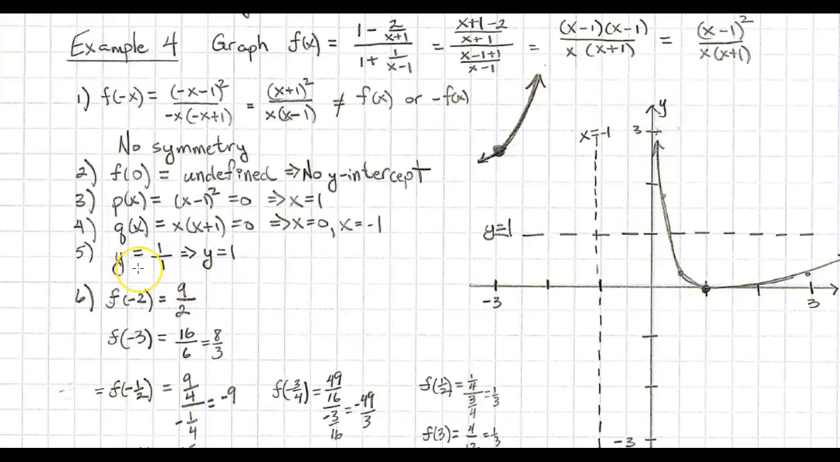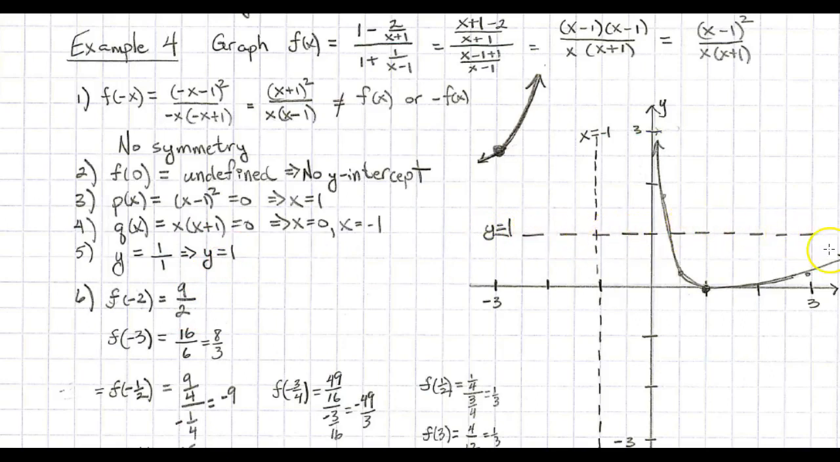All right, step 5 was to look for horizontal asymptotes. The degree of this numerator is 2, because if I multiply this out, I get x squared minus 2x plus 1. Its leading coefficient then is 1. The degree of the denominator is also 2, because if I multiply this out, I get x squared plus x. So the coefficient of x squared is 1 here, so 1 over 1. y equals 1 is a horizontal asymptote. So I'm going to draw that in with a dotted line.